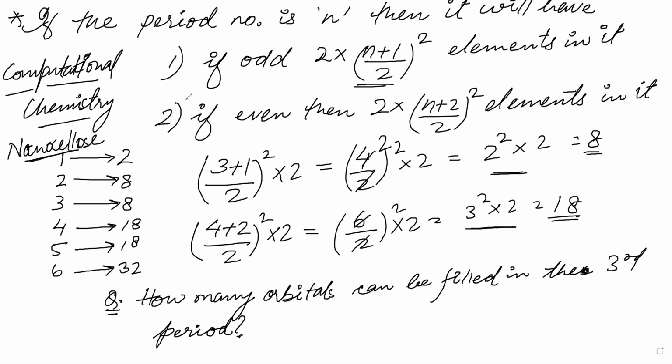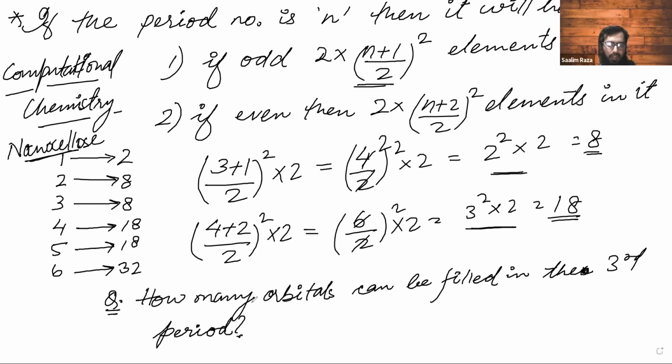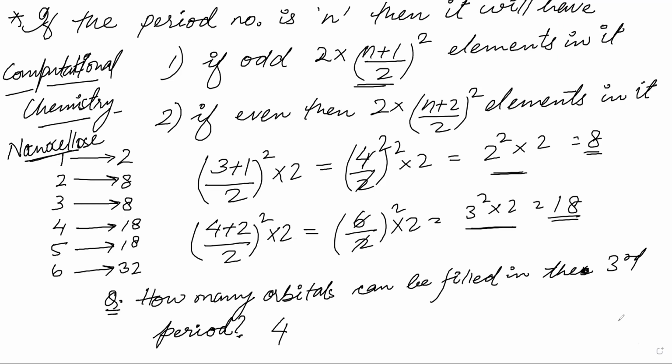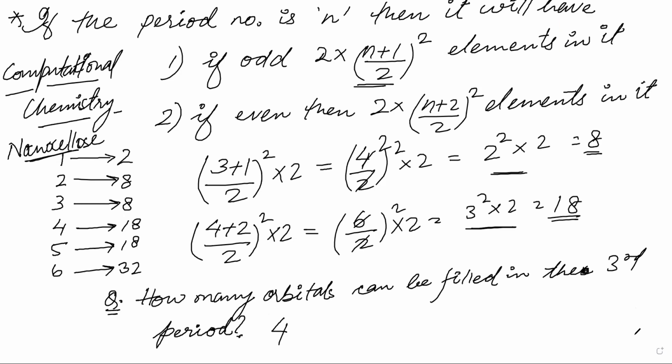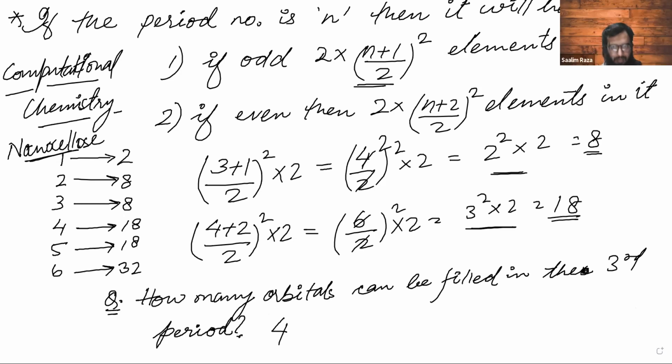Yes, sir. So there will be 4 orbitals in the third period. Great. So what you have to do is just remove this 2 from here, and you will get the number of orbitals. Yes, sir. I did it by taking the number of electrons, half of which is equal to the number of orbitals. Yes, it is the same. But if you want to generalize it, then you just remove this 2, and instead of getting the elements, the output you will get is the number of orbitals.